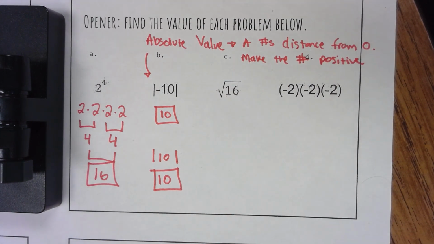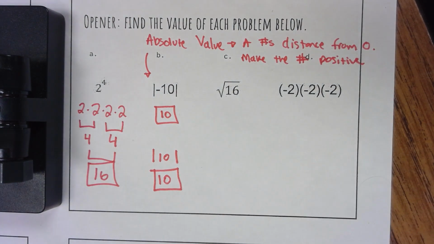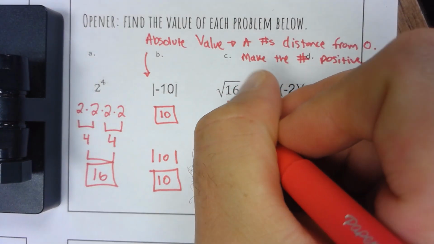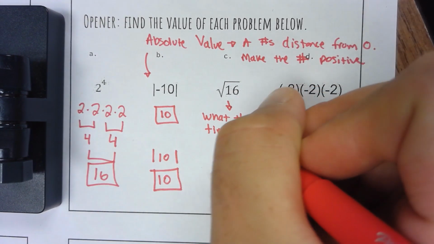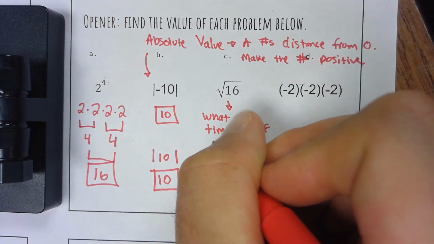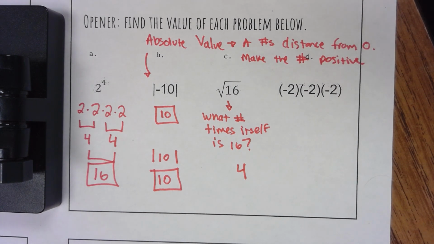This little check mark looking symbol, what does that mean? Somebody raise their hand. Yeah, Kaylin. Okay, Julian. Square root. What does square root mean? Good, right? What number times itself is 16? It's the opposite of exponents. Opposite is squaring something. So with this, we're thinking what number times itself is 16. Julian was on it. 4, right? 4 times 4 is 16.